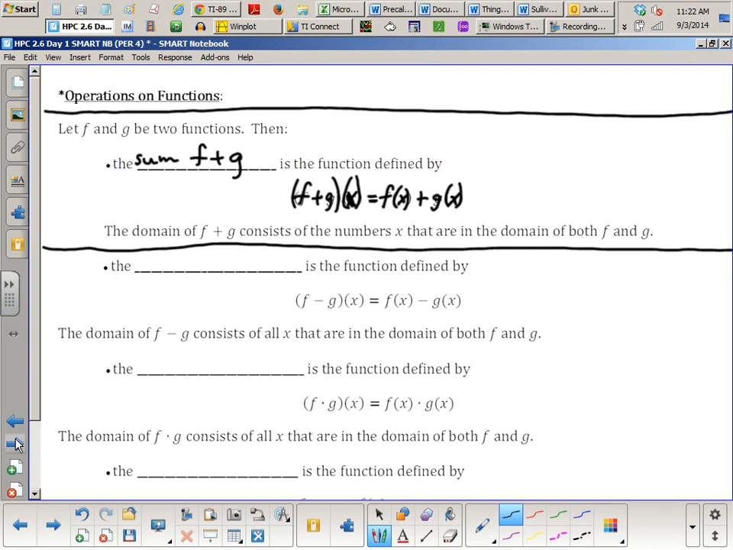Okay, so for example, let's pick two functions. I'm just going to pick x squared and root x. So what would f plus g be? It would literally just be x squared plus root x. Not very interesting.